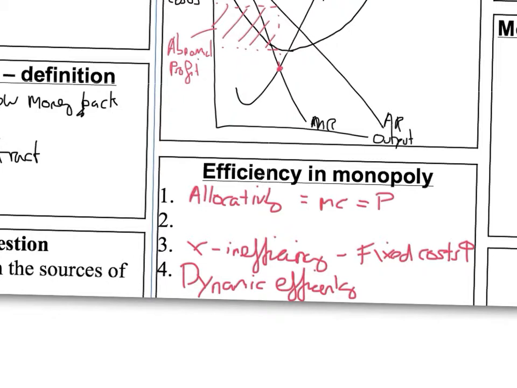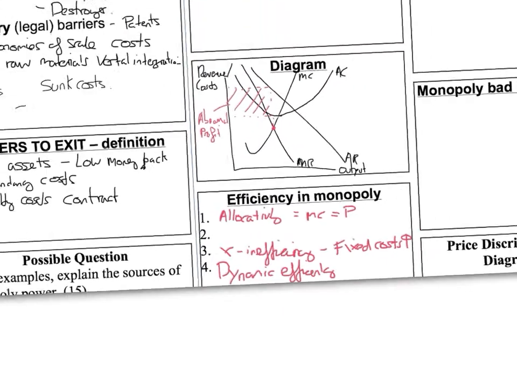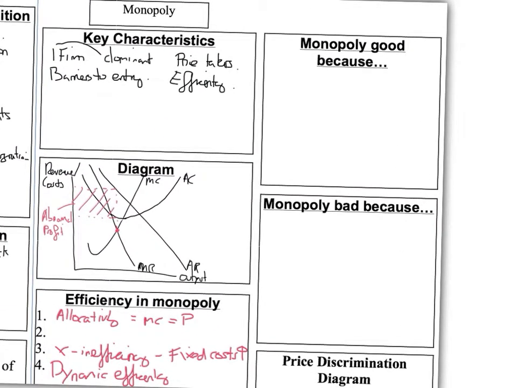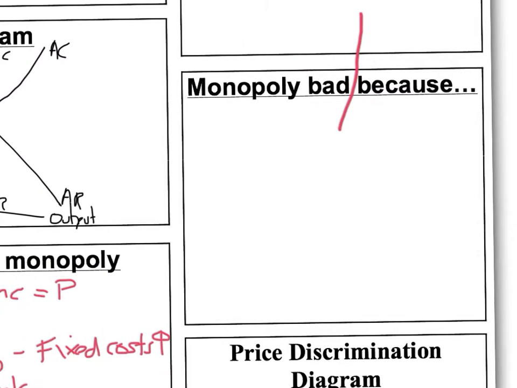So that's kind of the counter argument about efficiency. Right, moving on. We're going to go monopoly is good because, monopoly is bad because. So, why is a monopoly good? Well, I find it easier if we go to why monopoly is bad first. If this question comes, there's loads of stuff you can say.